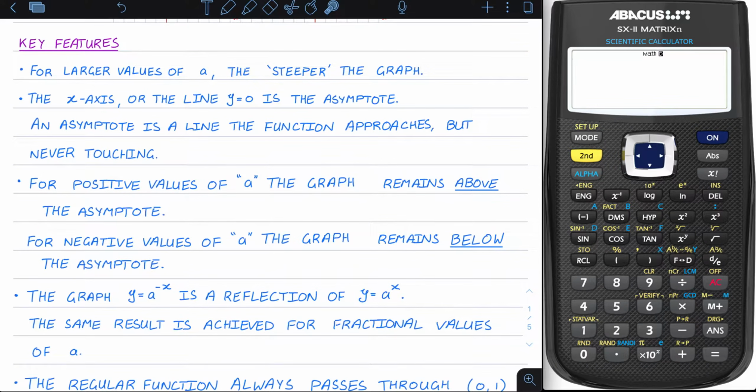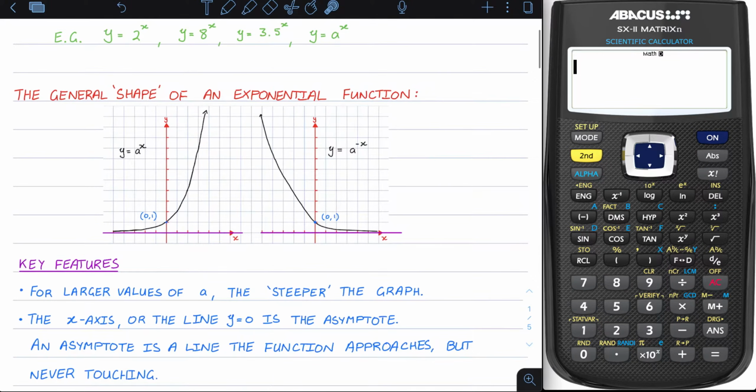So the first key feature is that the larger the value of a, the steeper the graph. So for example, if this were y equals 2 to the power of x, and if it was y equals 8 to the power of x, this is 2 to the power of x, and 8 to the power of x would look something like this. Obviously, minus that little jitter there.